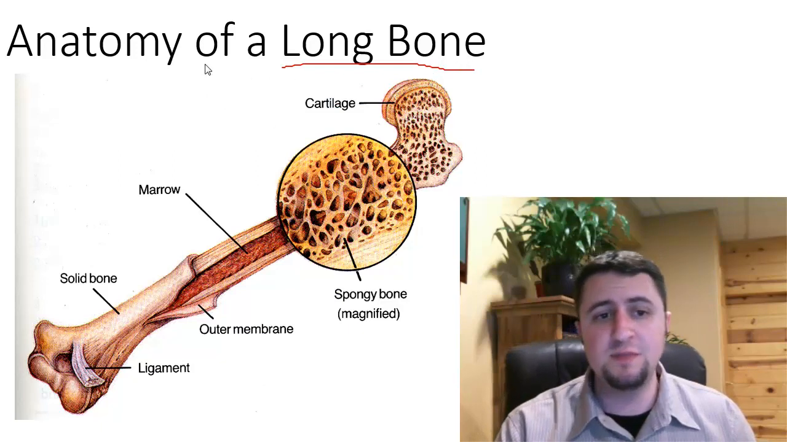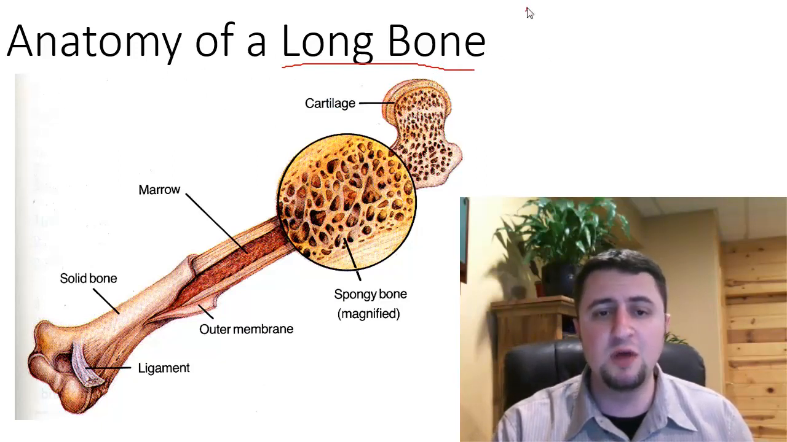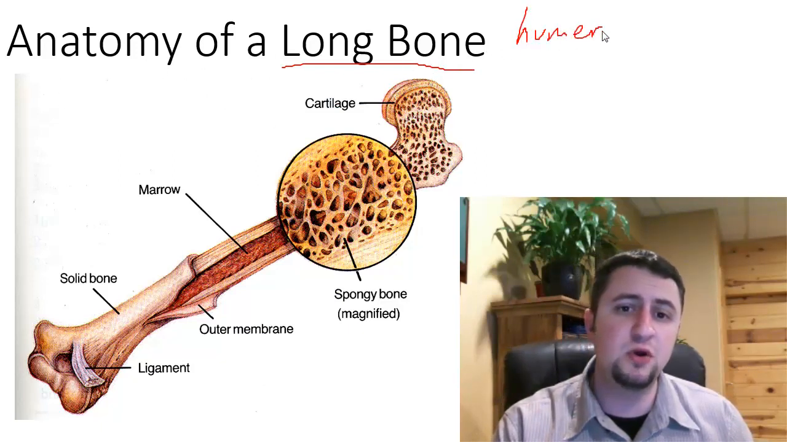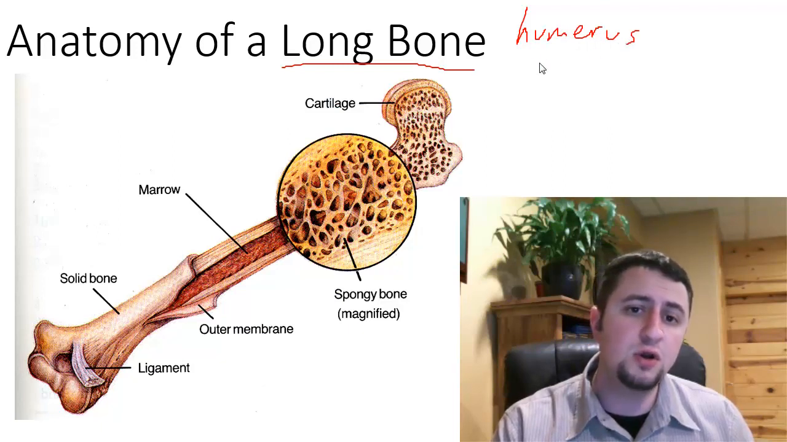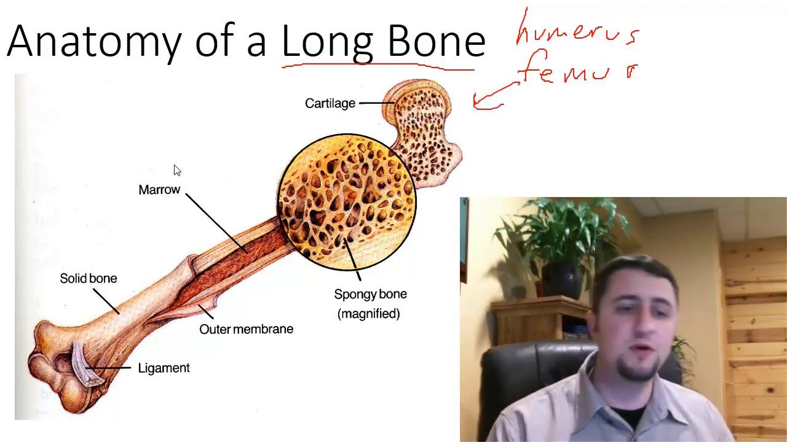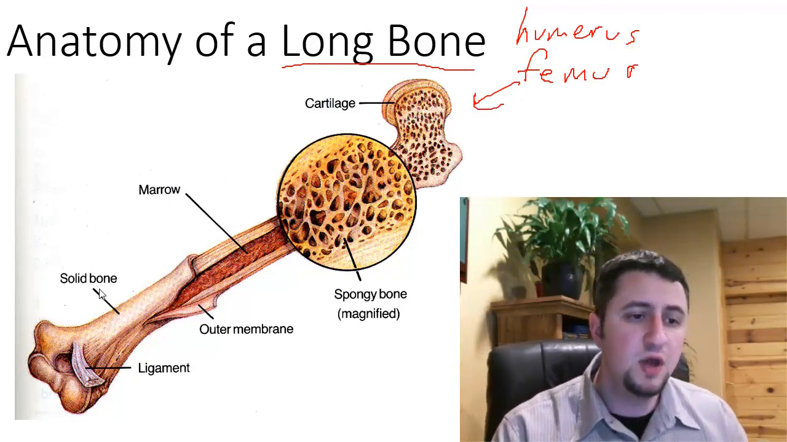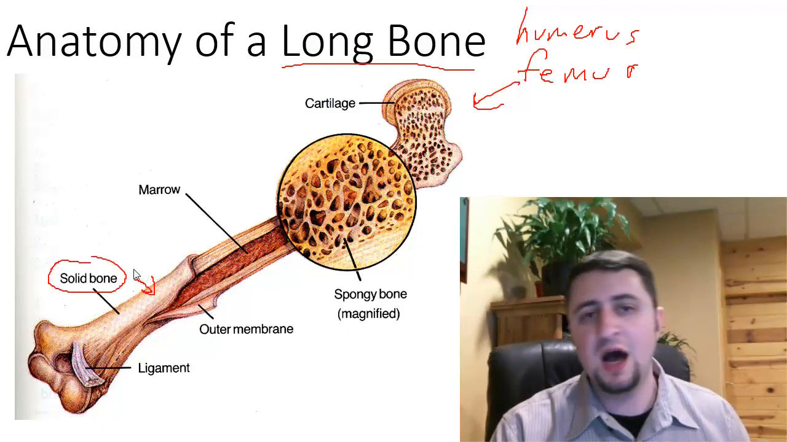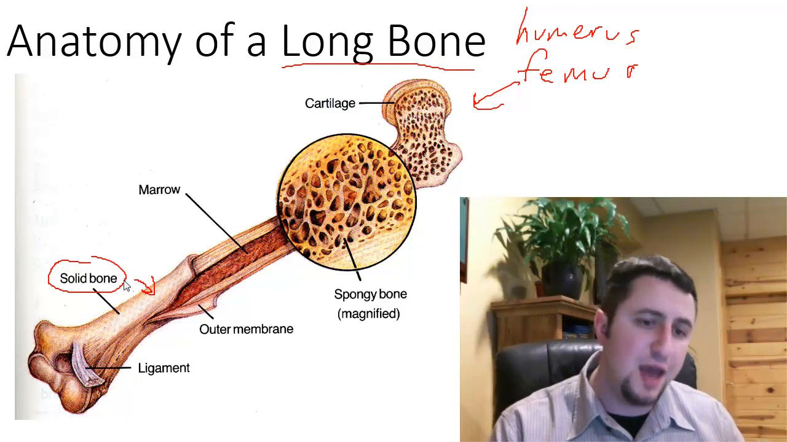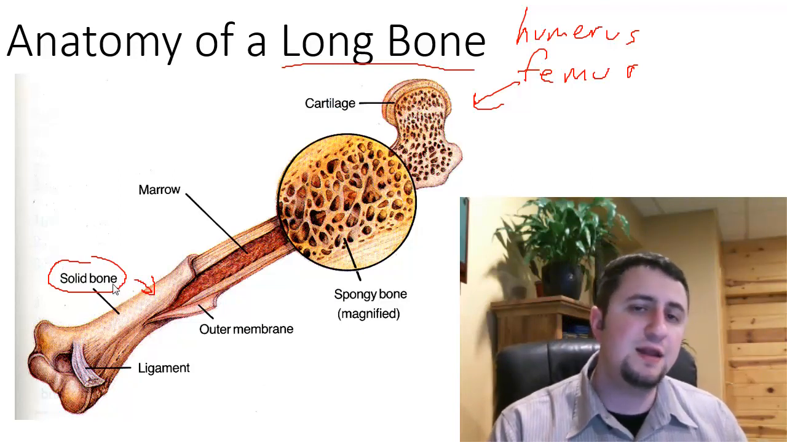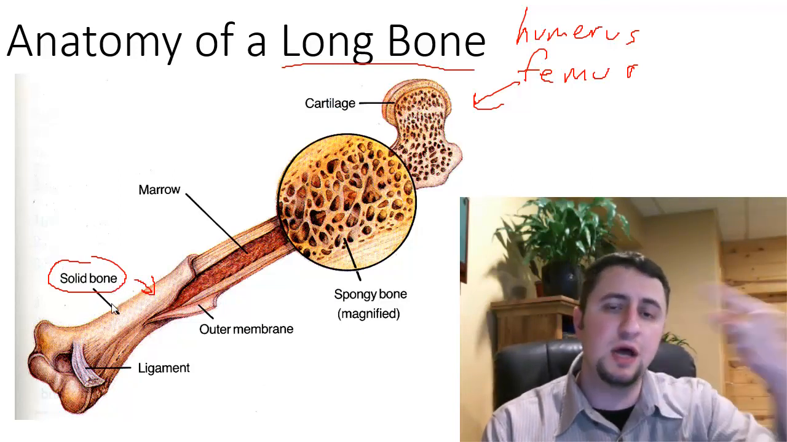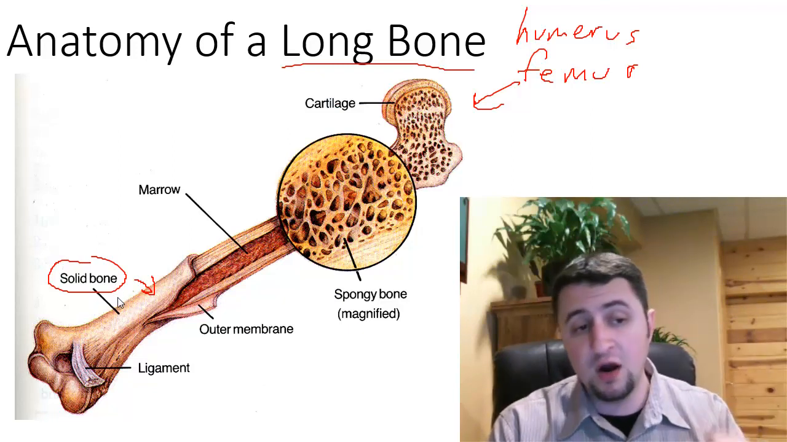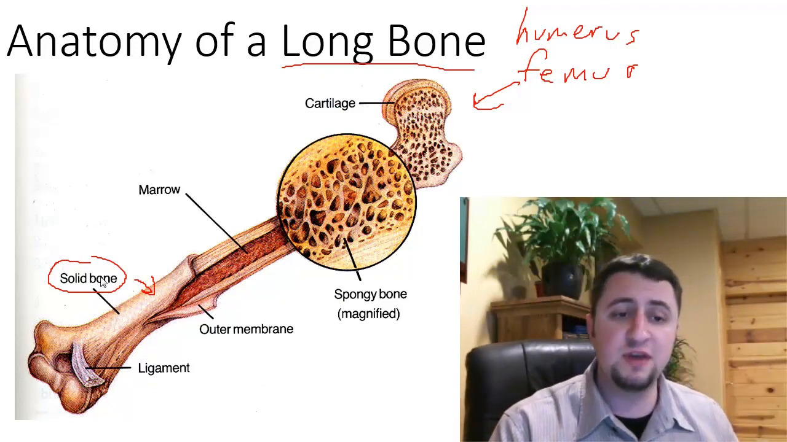A long bone, an example of a long bone would be your humerus, which is your upper arm bone, or your femur. This bone right here is a femur bone. There are several important parts to a femur bone. First off, you have your solid bone. This is very dense calcium, very, very heavy part of your bone, and it encompasses the outer part of your bone, very hard, very dense, a lot of storage for calcium.